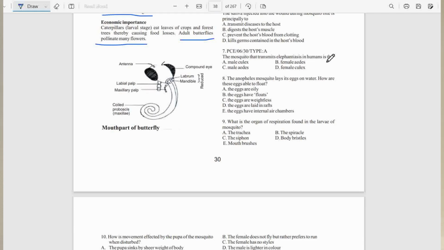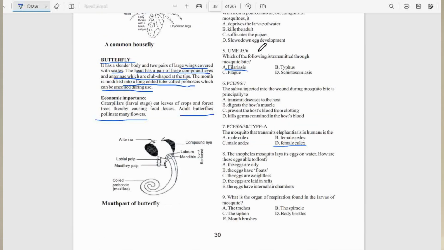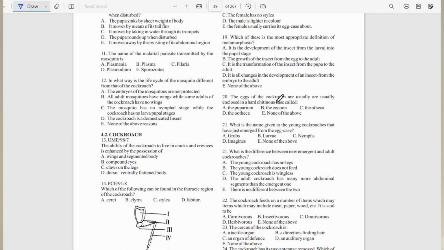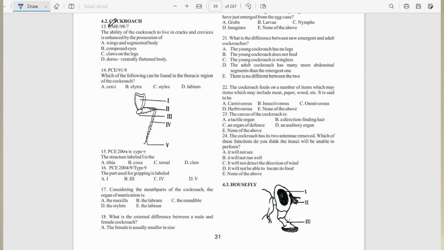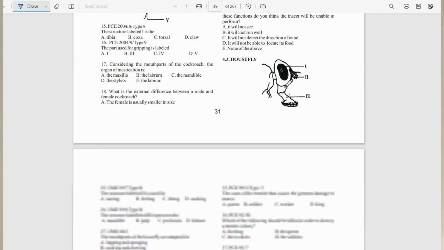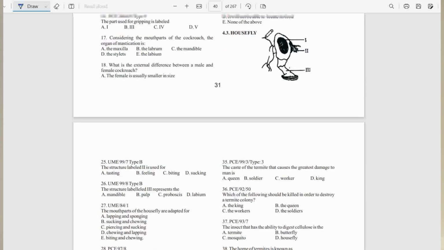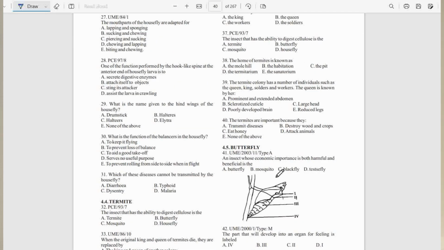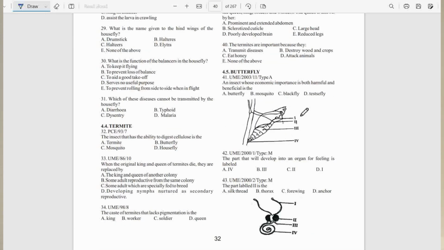Okay, so the mosquito that transmits elephantiasis in human is the what? The female Culex mosquito, which is this one. We mentioned that elephantiasis is the same thing as filariasis. Okay, so if you go through the book, there are questions for mosquitoes. There are questions for cockroaches. There are a couple of questions for housefly, the structure, the labeling, and there are also questions for the butterfly.